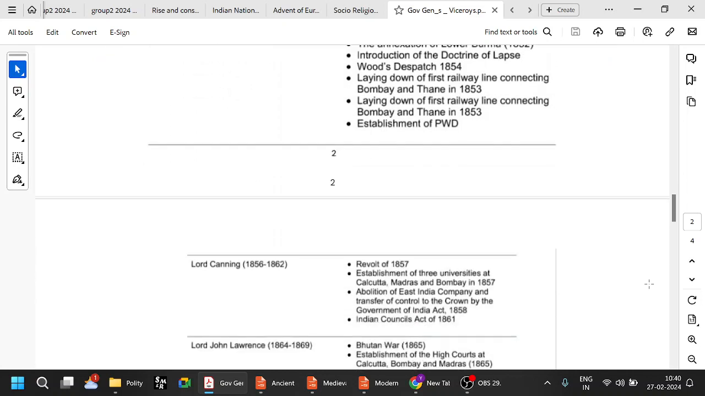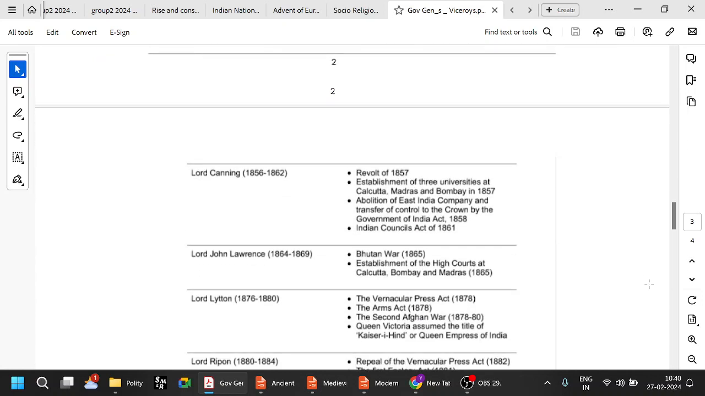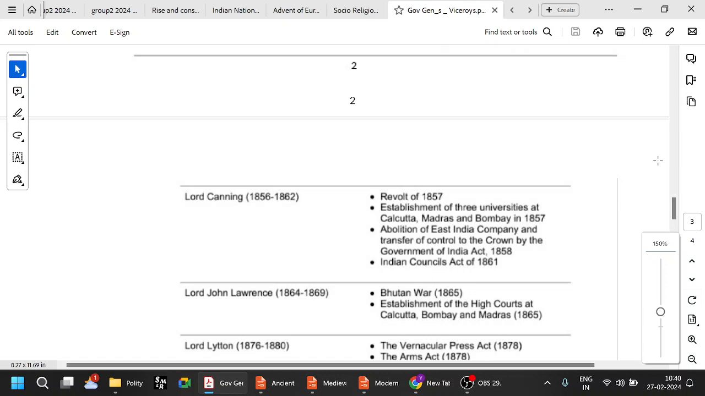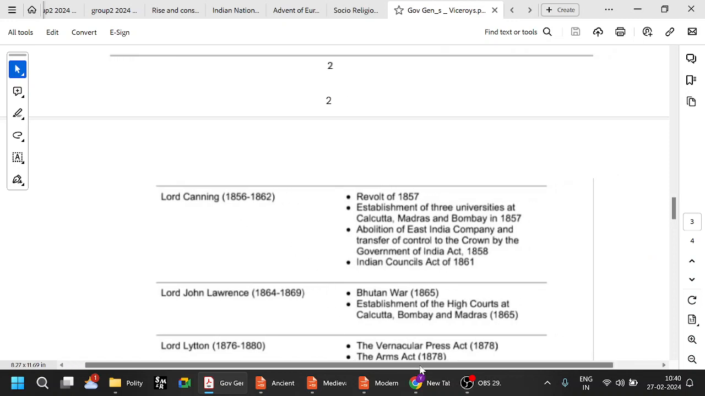And also you have to look at Lord Canning. Lord Canning is also very important. When the 1857 revolt was taking place, Lord Canning was the Governor General, and then he was made the Viceroy through the GOI Act of 1858. A new post of Viceroy has been created, and the East India Company was abolished and control transferred to the Crown. This is also very important.